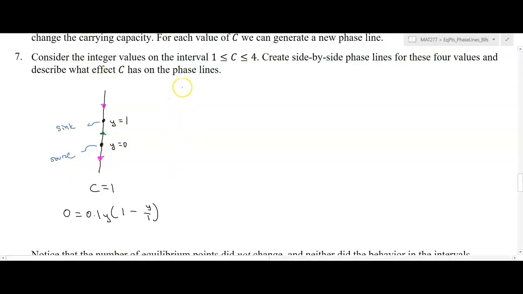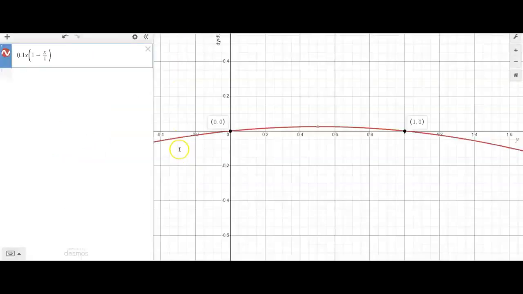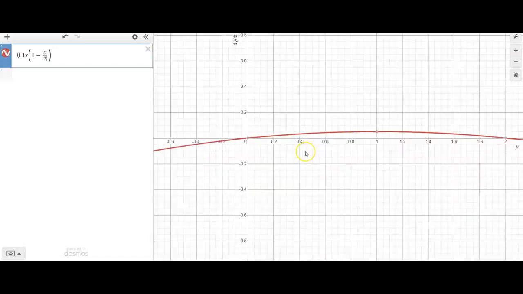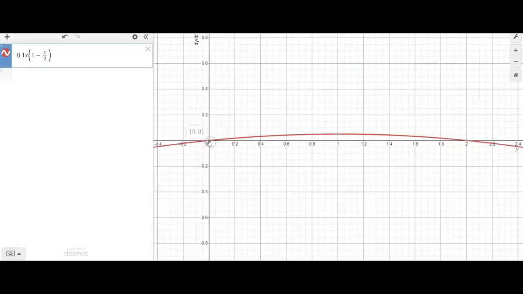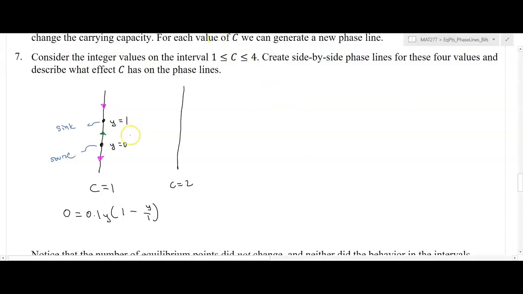Now we'll do the same thing for c equals 2. For c equals 2, the only thing that will change in our equation is that our carrying capacity value will become 2. And notice that one of our equilibrium points moved from y equals 1 to y equals 2. So if I begin another phase line here, I'll still have an equilibrium point at y equals 0. But now my other one jumped to y equals 2.